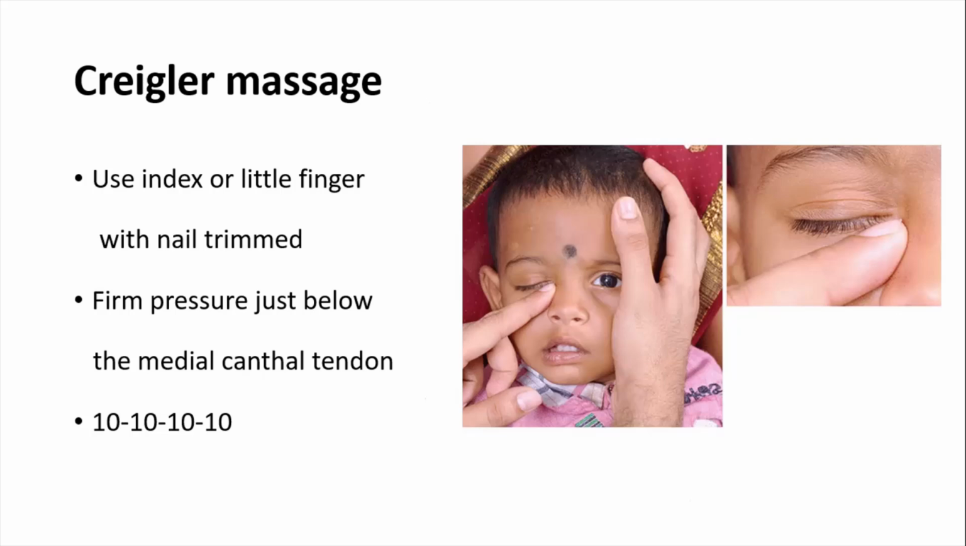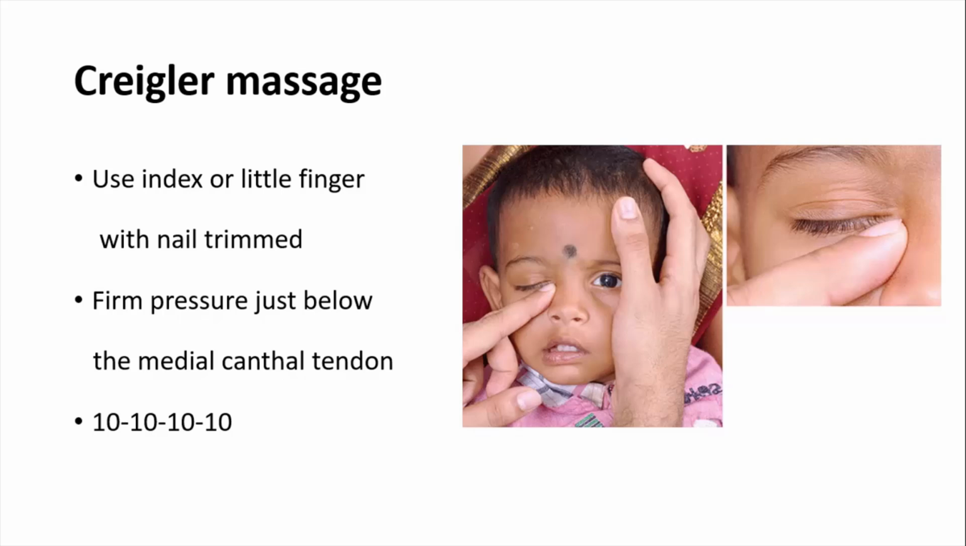How it should be done is we can ask the mother to use either the index or the little finger with the nail trimmed, because sometimes when they are doing the massage, if the child moves the head, the nail can injure the cornea. You can have a corneal abrasion and it can get secondarily infected and lead to corneal ulcer. So we need to ensure that the nails are properly trimmed before the massage.